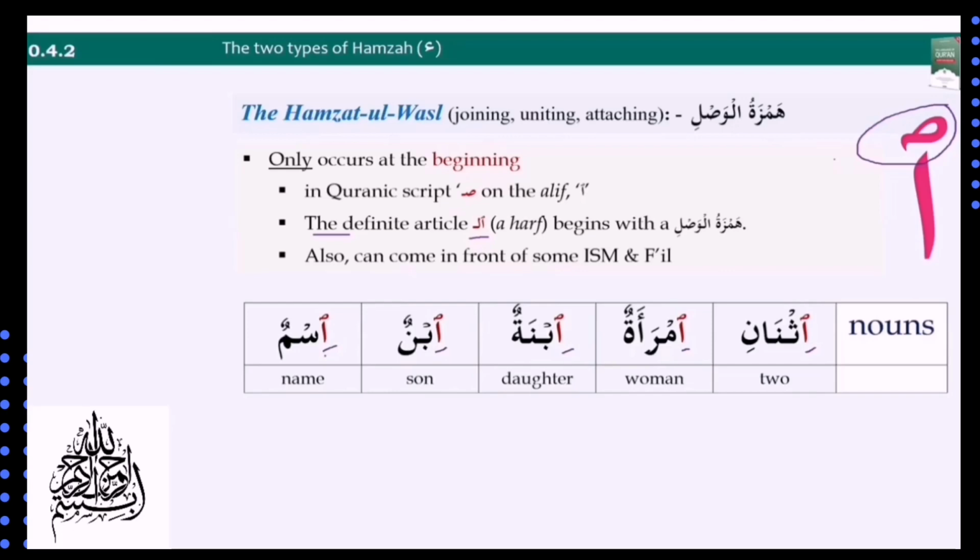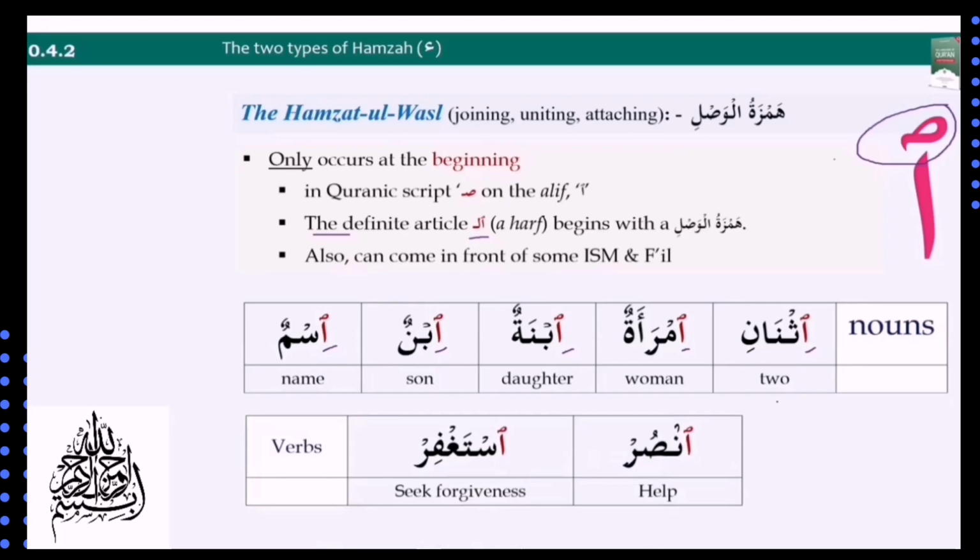There's only a few nouns in the entire language that have hamzatul wasl at the beginning. There are a few scales of verbs that also have it. For example, this one we read as unsur, and then we have istaghfir. So again, some scales of verbs will have it. Inshallah, we'll study them in book 2. So hamzatul wasl will appear throughout your studies almost 8,000 times as al in the Quran. I think it's about 8,800 times. So it's very important that you know this.